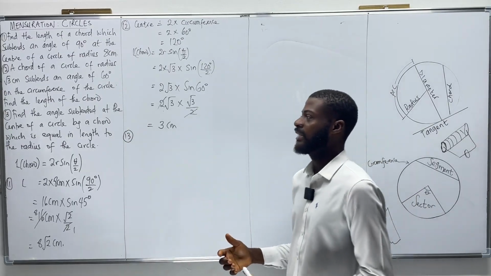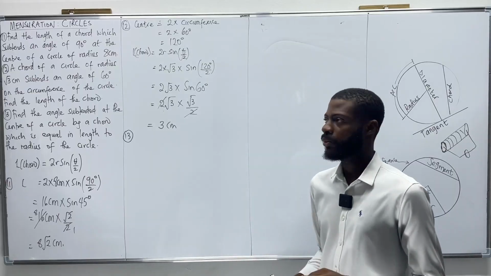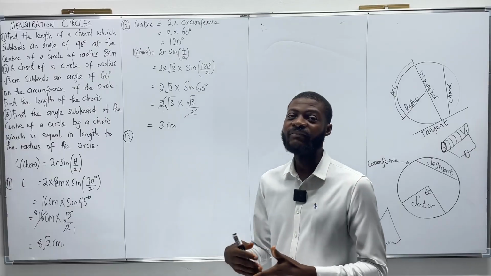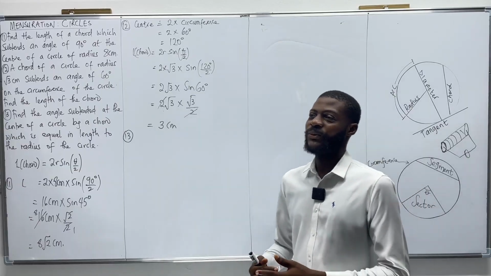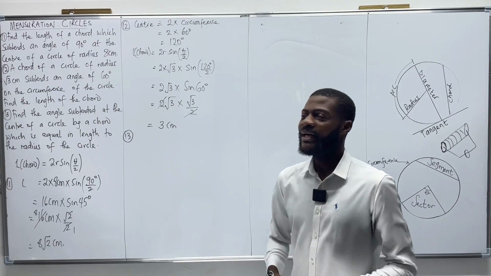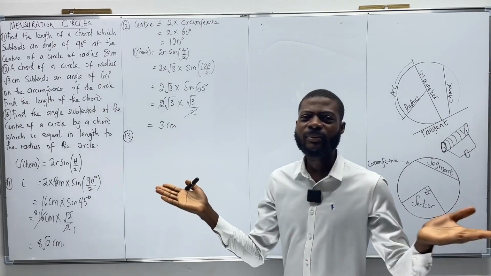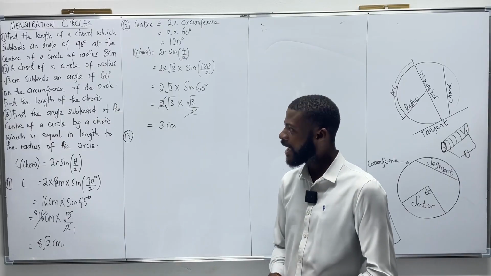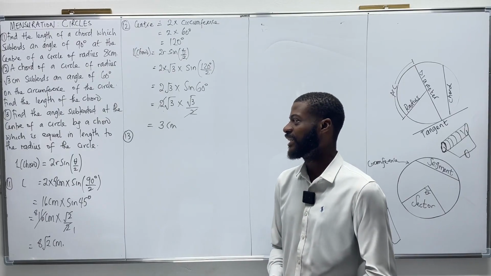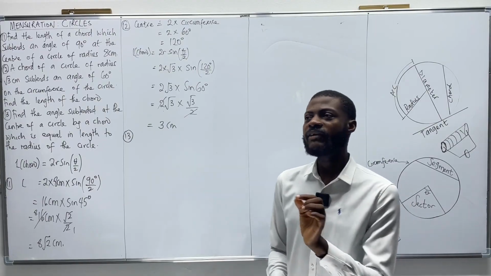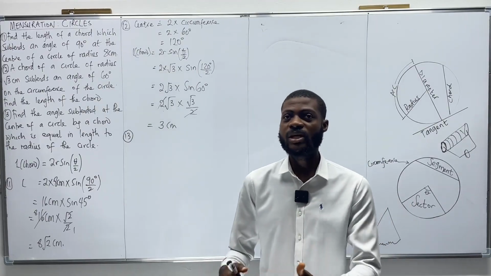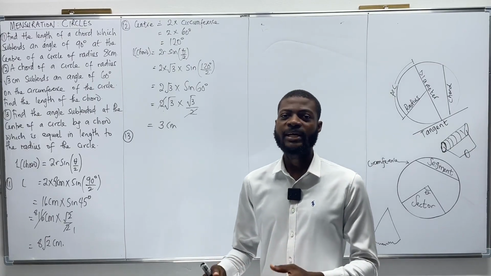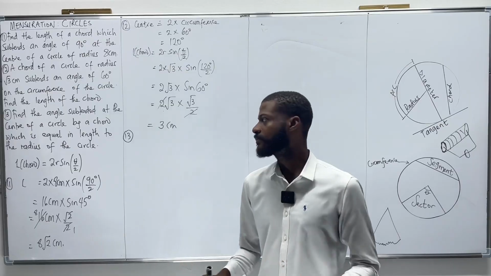Find the angle subtended at the center of a circle by a chord which is equal in length to the radius of the circle. I gave this question to some SS3 students one time, and they were like, but no measurement was given. How can we understand a question like this? It's a very simple one. I believe most of the time, students do not go through the derivation process, so they tend to not really understand when an equation does not have numbers.